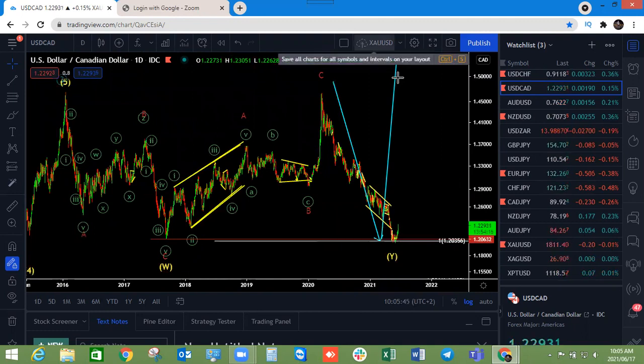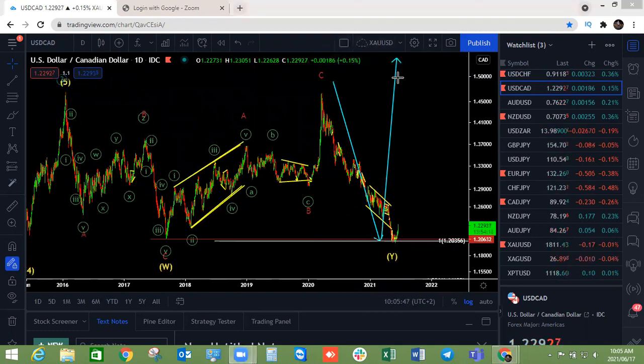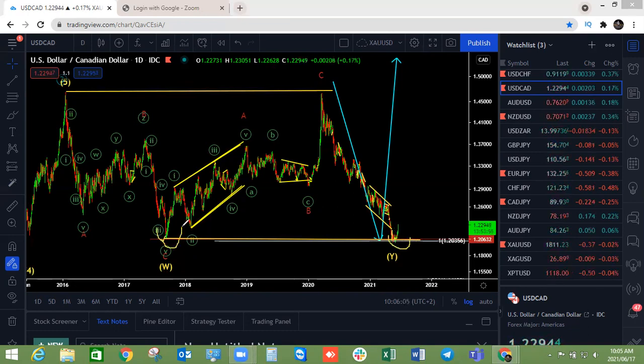As I've been saying, do not rush into buying US dollar CAD until we've got confirmation that the trend has reversed. And for the last couple of days, we have been making this base here at the bottom, at the retest of the bottom for this flat correction.